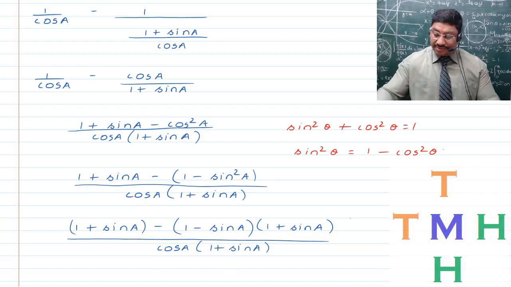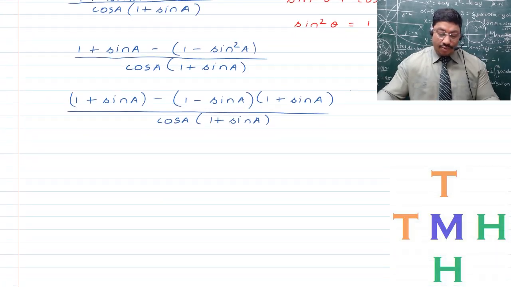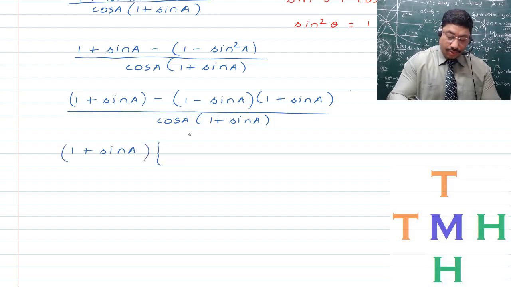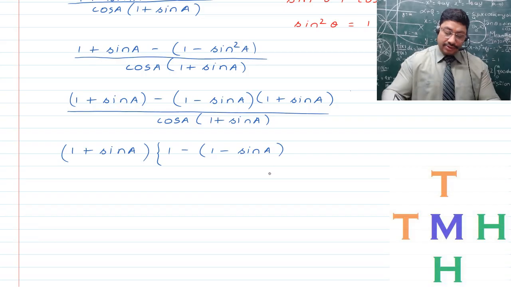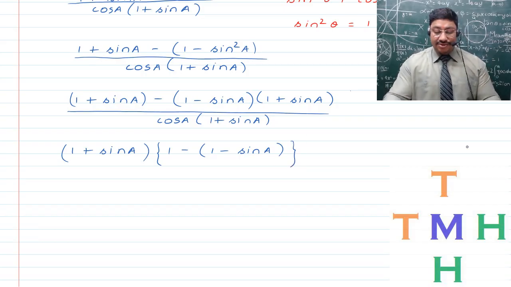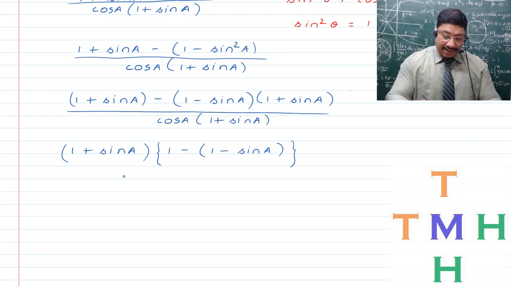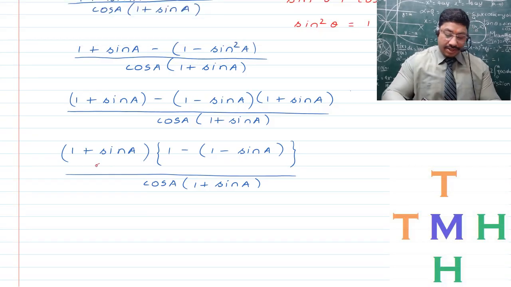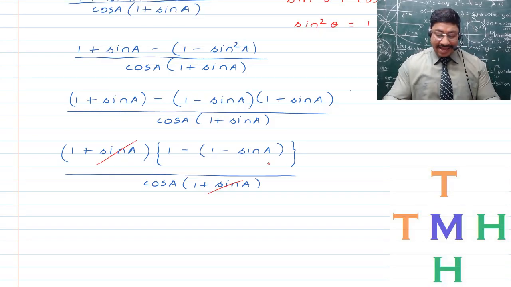Now children, in the terms that we have in the numerator, we find that we have 1 plus sin A, which can be taken common outside. When we take this 1 plus sin A common outside, we are left with 1, and then further minus 1 minus sin A, because 1 plus sin A has already gone outside. Now in the denominator, you have cos A multiplied with 1 plus sin A, and here you will find that 1 plus sin A being common to the numerator and the denominator, both in multiplication, it will get cancelled.